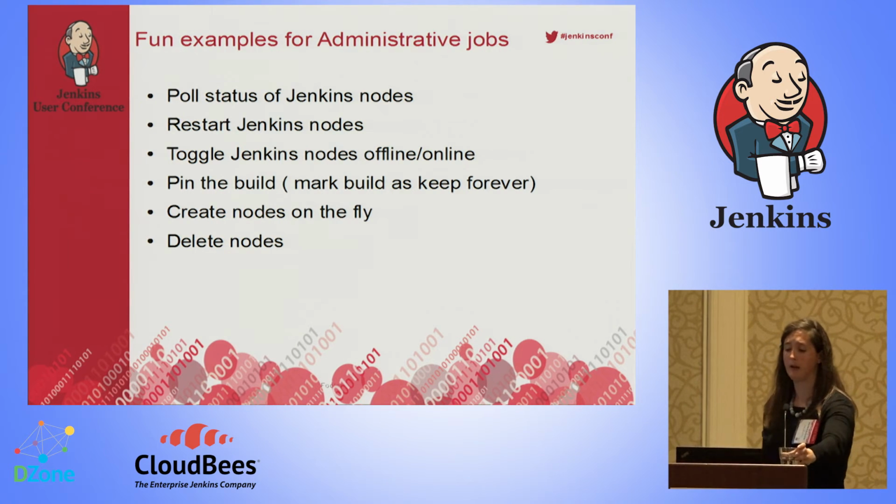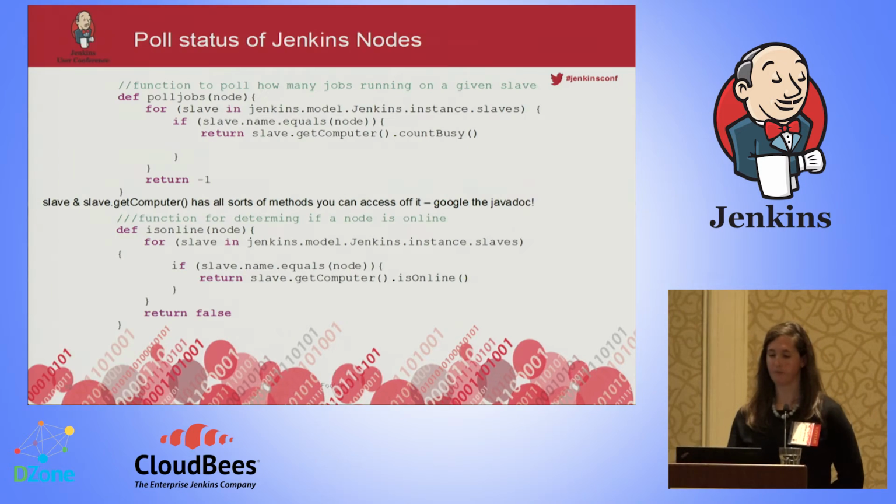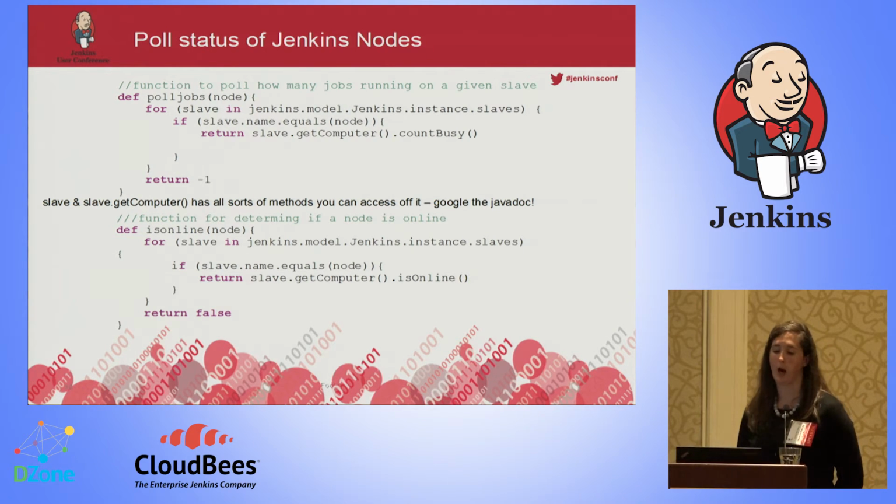You can also create Jenkins nodes on the fly, and you can delete them. So, polling the status of Jenkins nodes. You can create a fun little function called poll jobs in Groovy, and then because you're in a JVM, this is a system Groovy script, you can get the busy executors, the number of things running on that job, and essentially return that. Then you can have something that goes in and waits until there are no more jobs running.